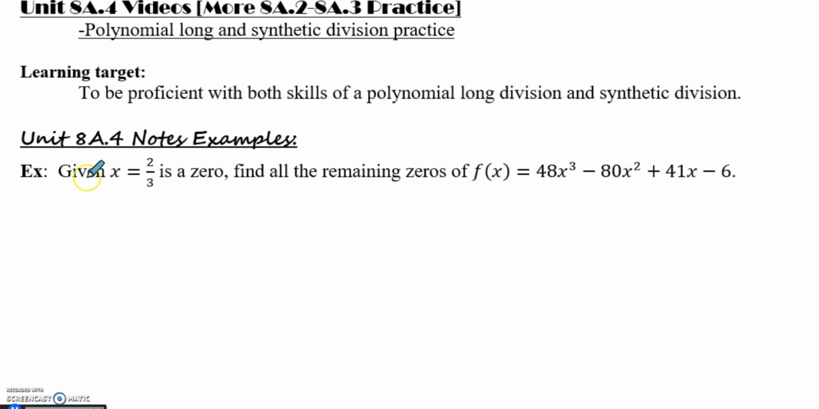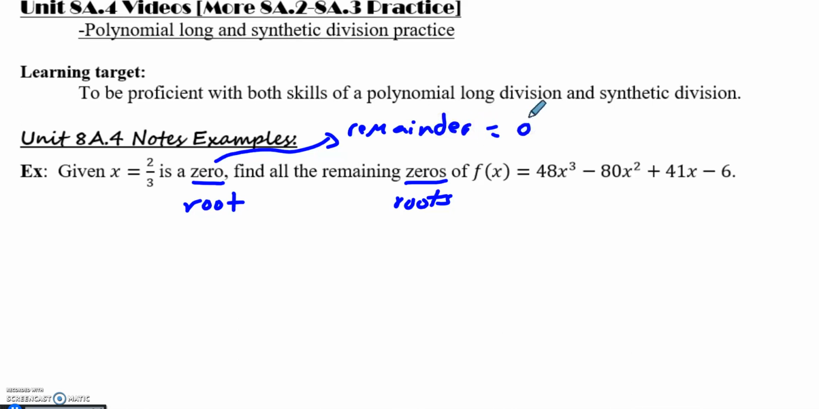So this first example says, given that x equals 2/3 is a 0, or in other words, a root, find all the remaining zeros or roots of this cubic polynomial. Now, if this is a 0 truly, that means that after we do synthetic division or long division, my remainder must equal 0, because it means it goes into the polynomial evenly.